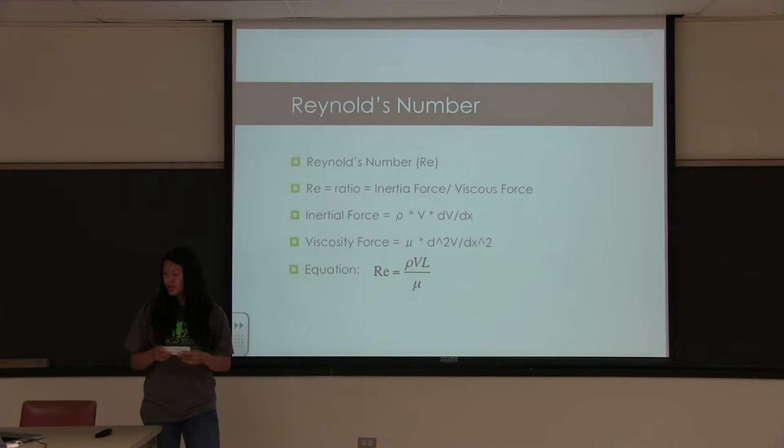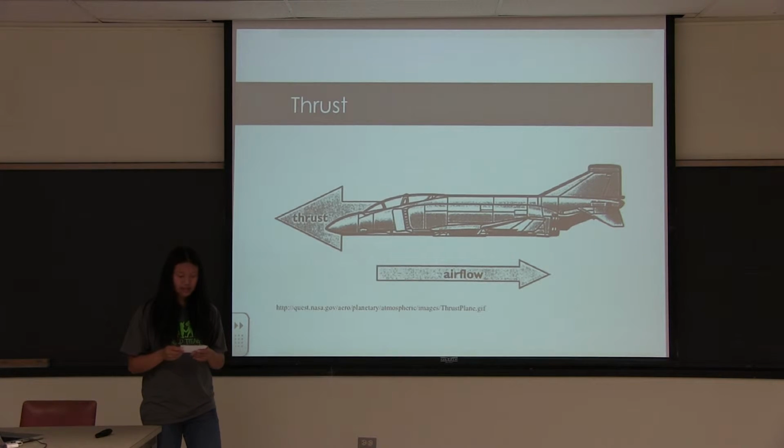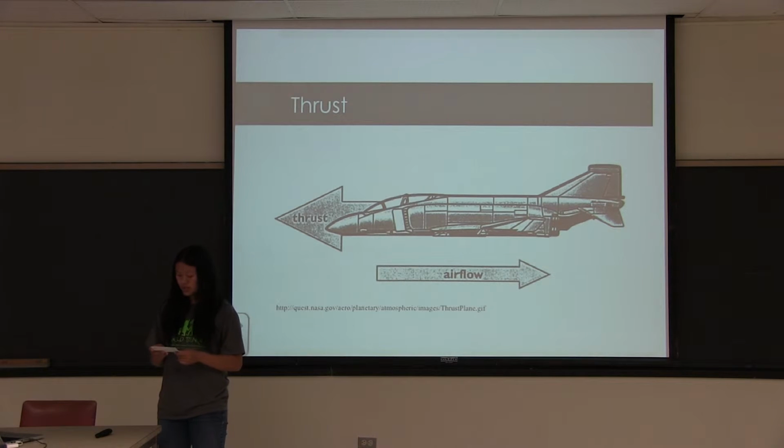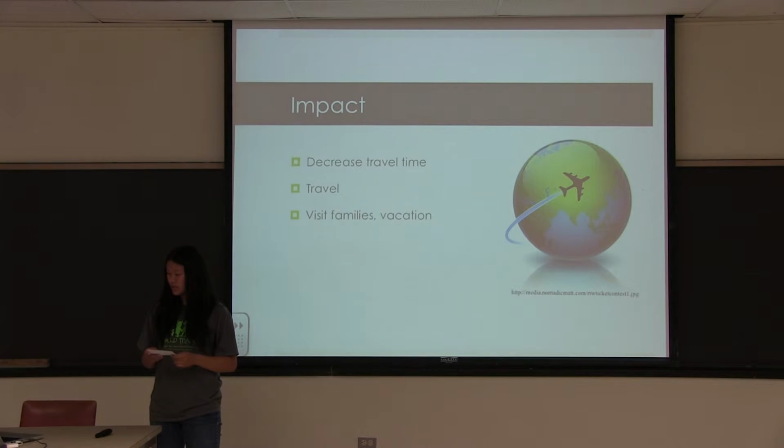Last is the thrust force, which is a mechanical force that moves the airplane through the air, and it's used to overcome drag. It's generated through the engines, and the direction of the thrust is based on which way the engines are directed. Thrust is aligned with the direction of flight and is opposite the airflow.